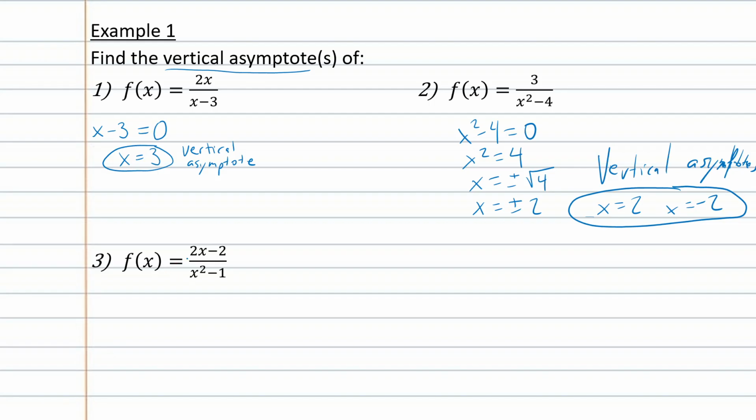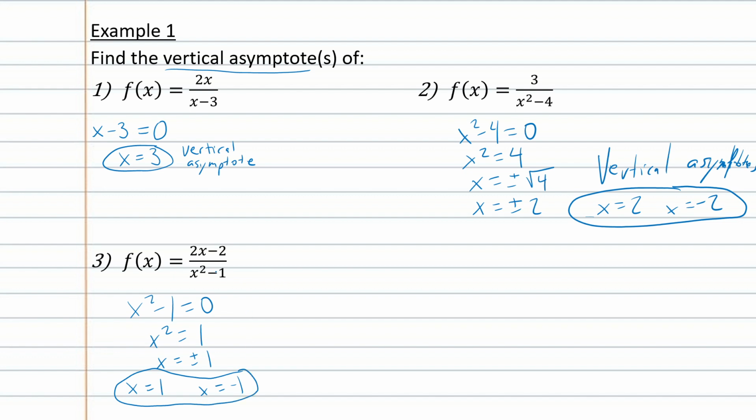Here I have f of x equals 2x minus 2 over x squared minus 1. So I need to look at when x squared minus 1 is 0. Well, if I solve that, x squared equals 1, which means x has to equal plus or minus 1. So I have two vertical asymptotes on this one as well, one at x equals 1 and one at x equals -1.